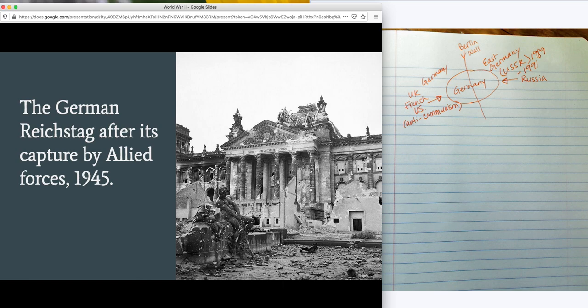So here's the German Reichstag, and the Reichstag is just the German leadership building, because remember we talked about the Third Reich. The First Reich is the Holy Roman Empire. The Second Reich is the pre-Weimar Republic, pre-World War I Germany, and then the Third Reich is the Nazis. So that was the Reichstag, or the German leadership building, and it's a little worse for the wear, as you can see.